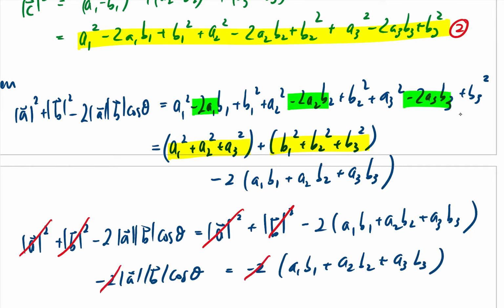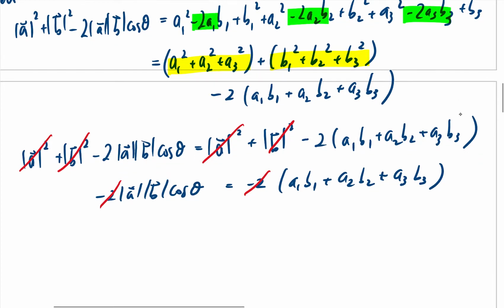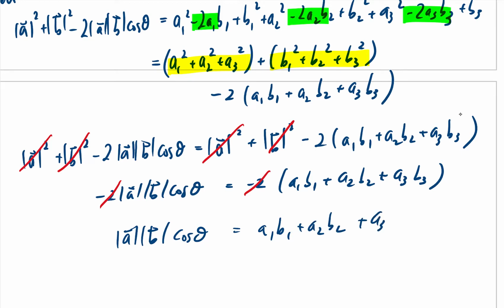Cancel out the minus 2's, and you should see something on the left side. We have the magnitude of a, magnitude of b, cosine theta, and on the right side I have a1 b1 plus a2 b2 plus a3 b3, and this here should look familiar because that is the dot product. So we end up with a dot b is equal to, and notice we now have our formula for the dot product of two algebraic vectors.